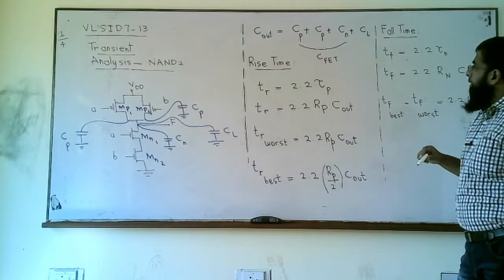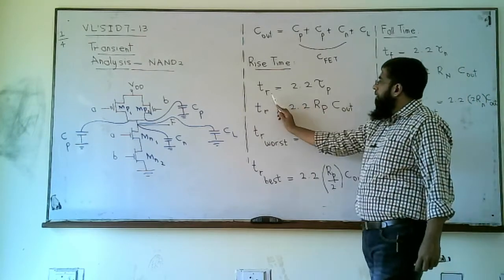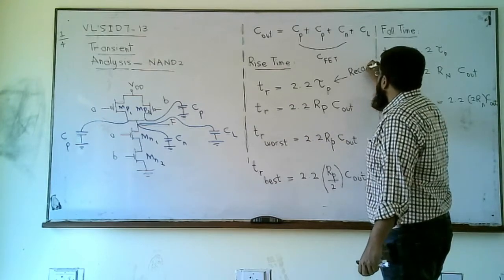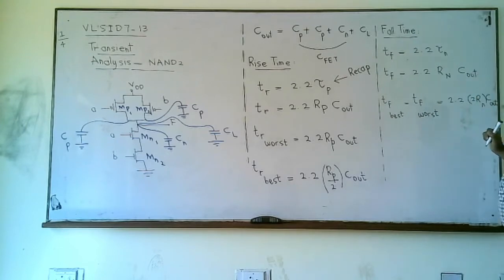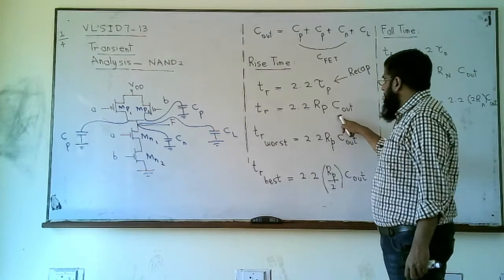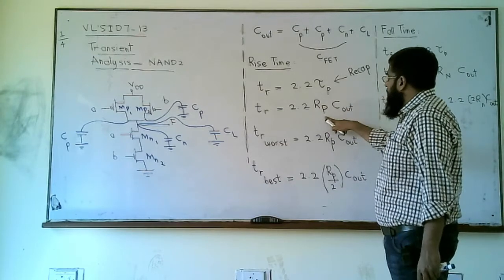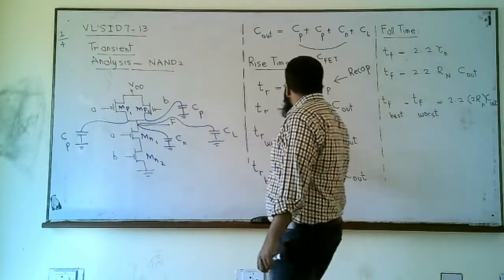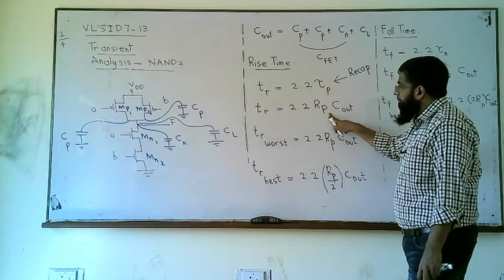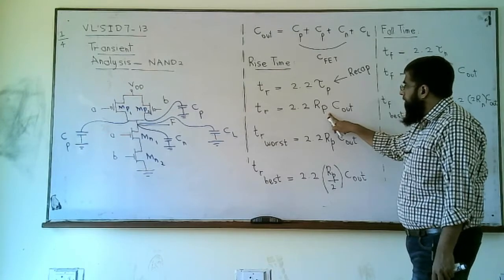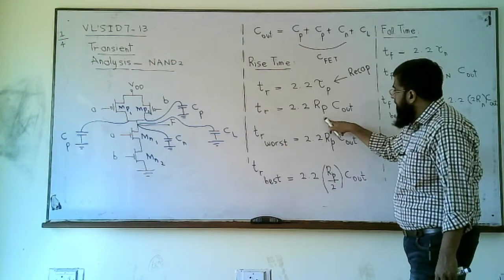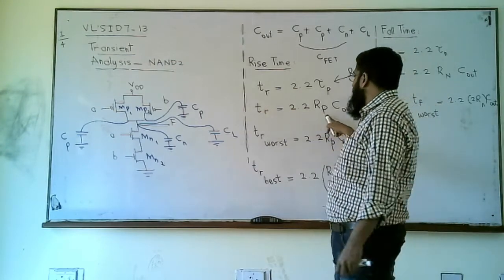Right, and we also studied in case of NOT that Tr is 2.2 tau p. This is a recap from one of our previous lectures. We studied Tr is 2.2 times tau p, where tau p is Rp Cout, where Rp is the total resistance offered by this PMOS array. That is why I have written it capital P instead of small p. In case of a NOT it is small rp, but in case of this gate, this is capital R P.